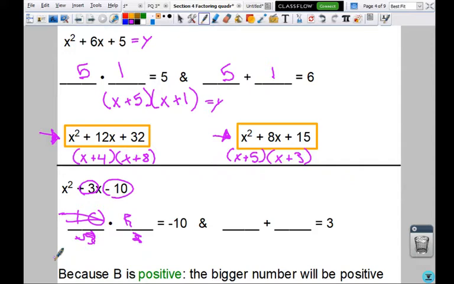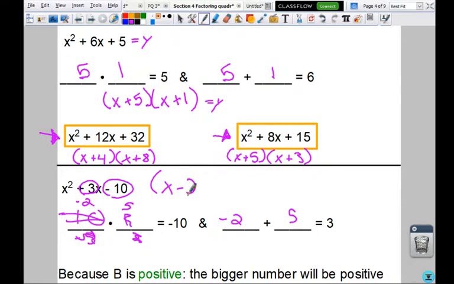Give me two numbers that multiply to be negative 10. Negative 2 and 5. Negative 2 times 5 is negative 10, and negative 2 plus 5 is positive 3. So, when I write down my answer, I'm going to do either x plus negative 2 or x minus 2. Plus a negative is really a minus. It does not matter either way.